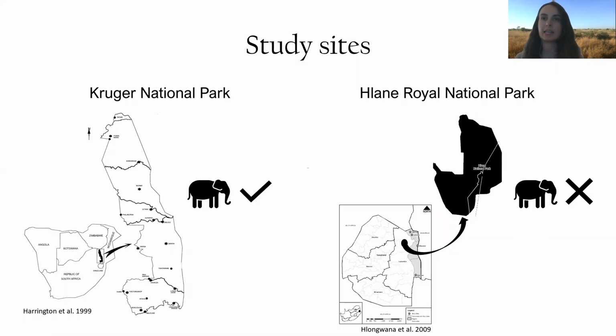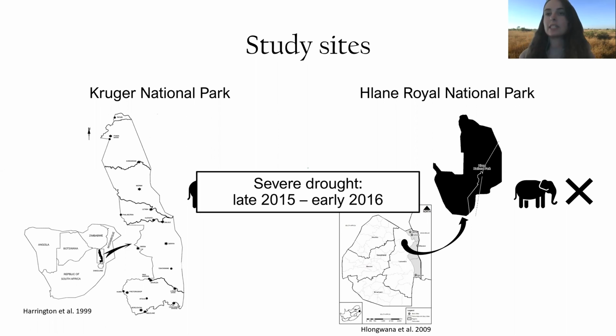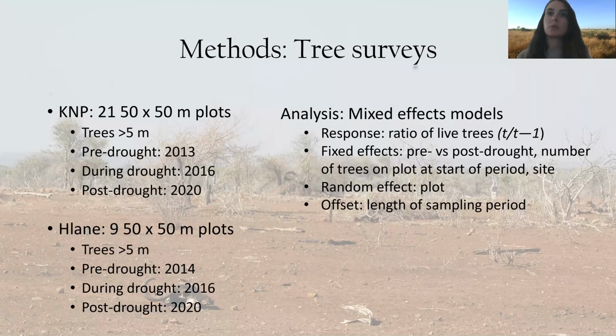We conducted this study in two sites, one in Kruger National Park in South Africa, and the other in Hlane Royal National Park in Eswatini. These sites are very similar, except that in Kruger, there's a high density of elephants, whereas in Hlane, there are no elephants. And both sites experienced a severe drought from late 2015 to early 2016. So we collected data on plots at both sites before, during, and after the drought. And we counted all trees over 5 meters in height on these plots.